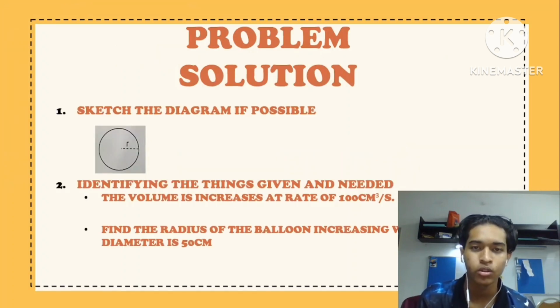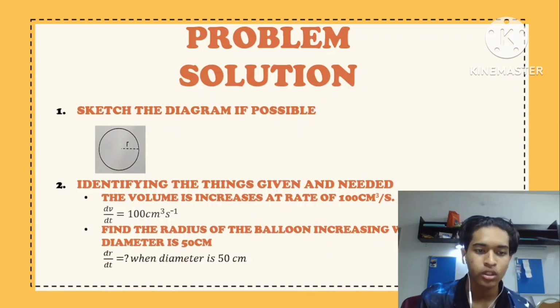To solve this problem, we need to sketch the diagram first. Then we need to identify the things given and the things needed. The volume is increased at a rate of 100 cm³ per second, so dV over dt is 100 cm³ per second. Then we need to find the rate at which the radius of the balloon is increasing when the diameter is 50 cm. So we have to find dr/dt when the diameter is 50 cm. When the diameter is 50 cm, the radius is 25.